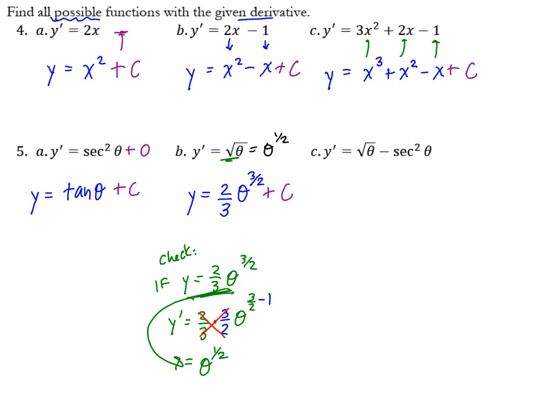All right, then we just put them together for this next example. You told me the thing that has a derivative of the square root of theta is 2/3 theta to the 3/2, and the thing that differentiates to secant squared is tangent theta. There's a minus separating the two of them, and they're part of a family of functions.